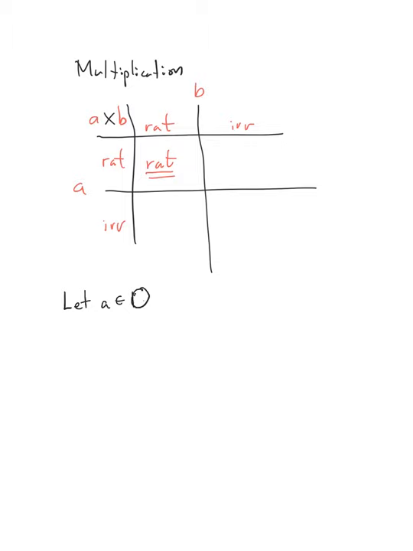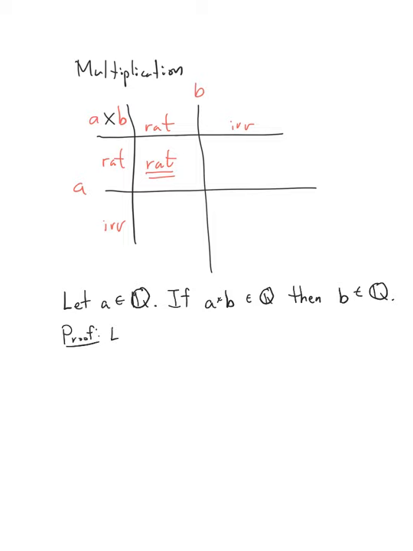Now I'll be a little more formal this time. So if a times b is rational, then b is rational. Okay, so let's prove that.